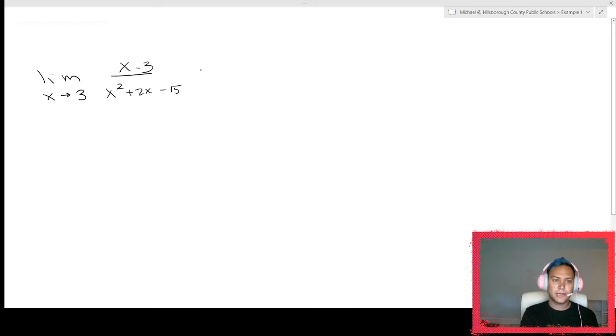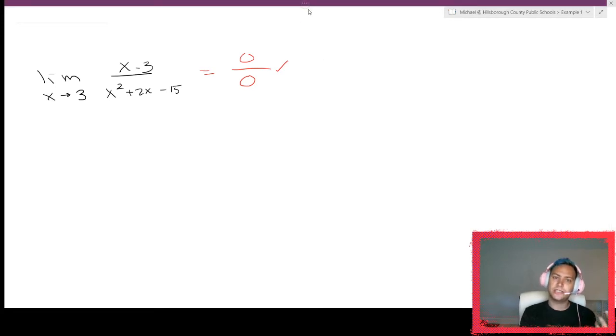If I plug 3 in top, 3 minus 3 is going to be 0. If I plug 3 into the bottom, 3 squared is 9, plus 2x, well 2 times 3 is 6, so 9 plus 6 is 15. 15 minus 15 is 0. So this gives me an indeterminate form, right? So what that means is I could then apply factoring or rationalization to see what happens.